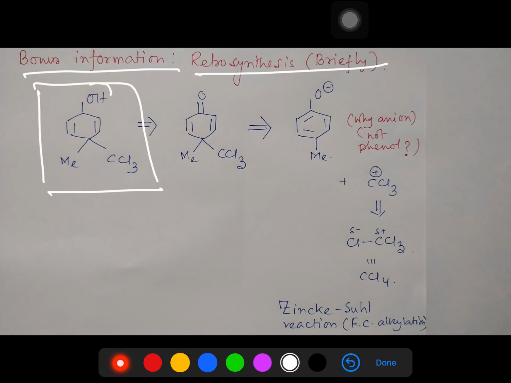See, it's an allyl alcohol and not conjugated. A simple question comes: conjugation means stabilization. So this is the product, and you may synthesize this from this. Actually, this is a dienone.